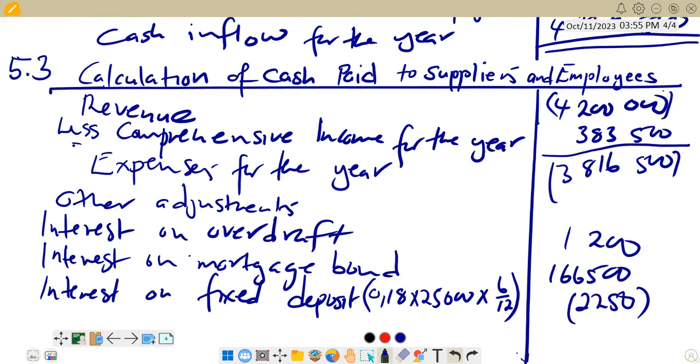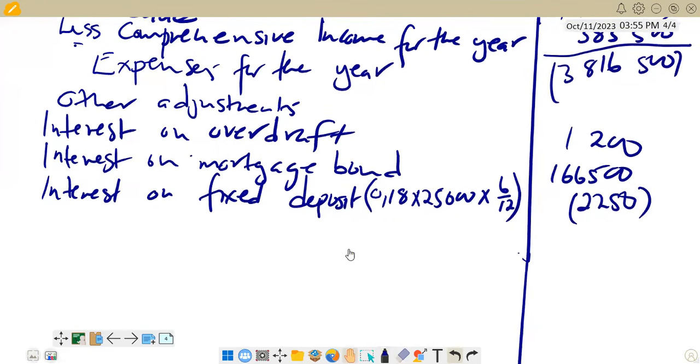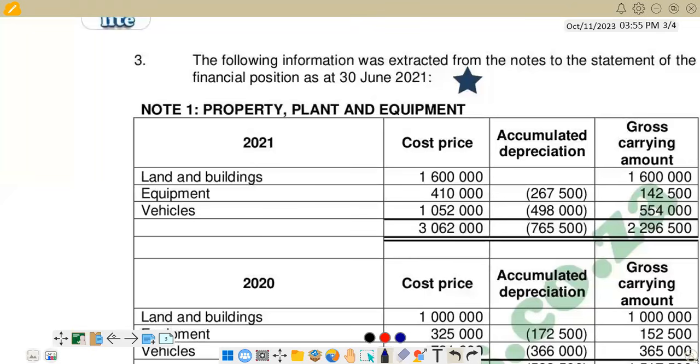So we go down again to check the next one. Right, the next one is depreciation. So let's go and check where we have the instruction in terms of calculating this depreciation. Right, this is where we have the information on the non-current assets. We've got the property, plant and equipment note. And then we are given the columns for cost price, accumulated depreciation, and gross carrying amount, for the year 2021 and for the year 2020.